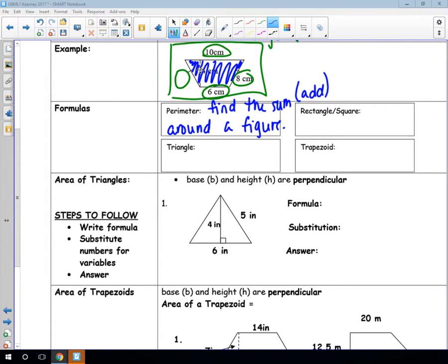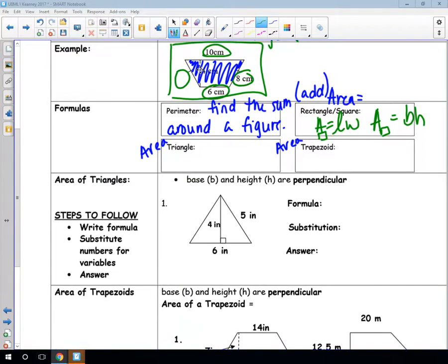Okay, and so for the next 3, we're going to talk about how to find the area of a rectangle, the area of a triangle, and the area of a trapezoid. Okay, so the area of a rectangle, this should be a review. Area of a rectangle, how do you find the area? That's right, you're going to do, and I'm going to just draw a little picture, area of a rectangle, you can either do length times width, or you can do base times height, okay?